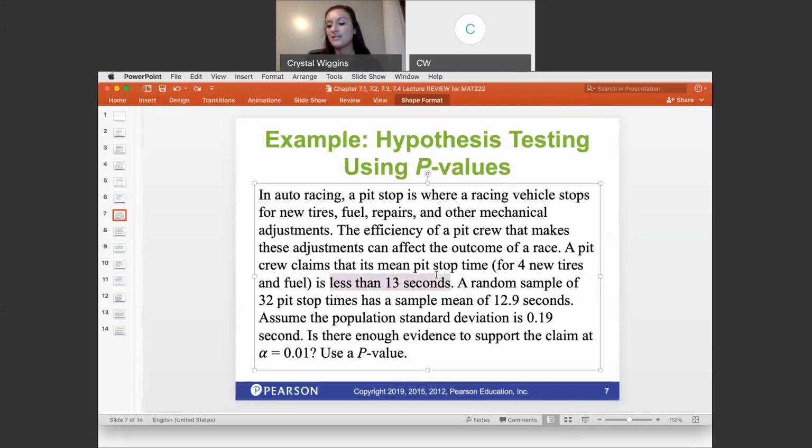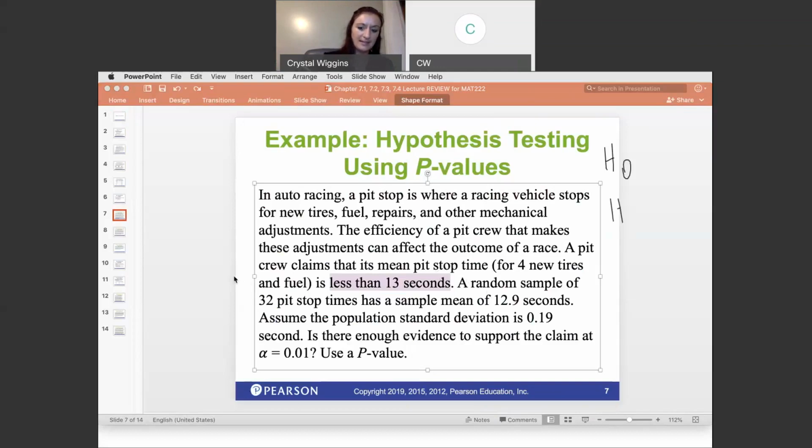So I am going to set up my null hypothesis. I can write this down for you guys. So my claim that's being made is less than 13 seconds. So I'm going to say I have the null and the alternative. These are my labels. We are working with a problem that is talking about means. Okay, so notice it says means. So I know that I'm using mu as my symbol.